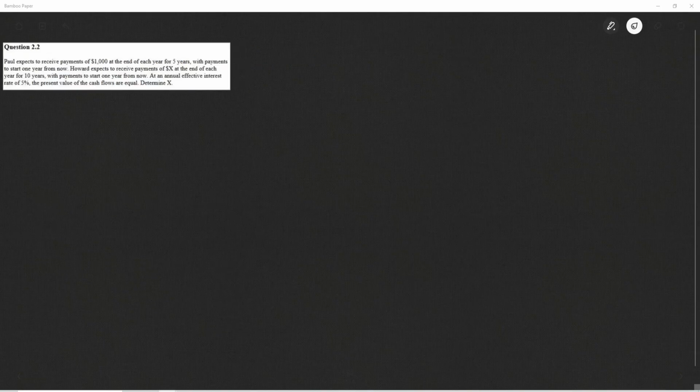Next up, we have question 2.2, which is Paul expects to receive payments of $1,000 at the end of each year for 5 years, with payments to start 1 year from now. Howard expects to receive payments of X dollars at the end of each year for 10 years, with payments to start 1 year from now. At an annual effective interest rate of 5%, the present value of the cash flows are equal. Determine X.